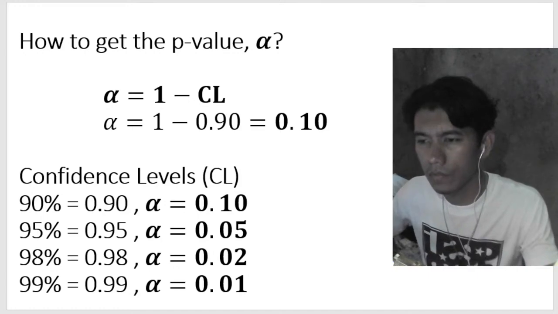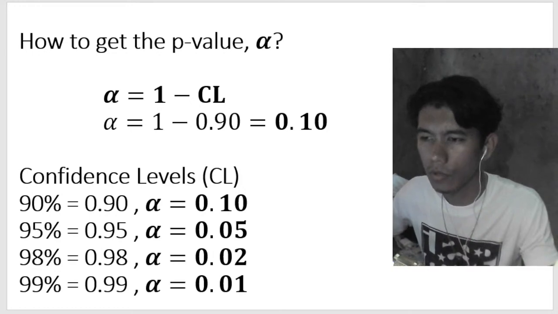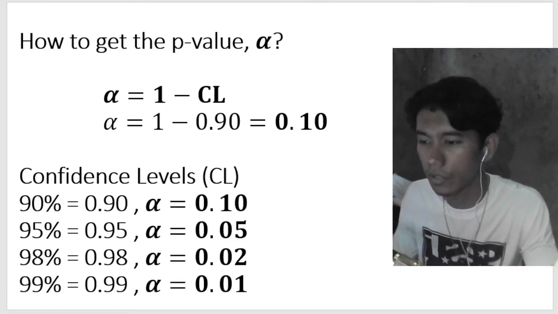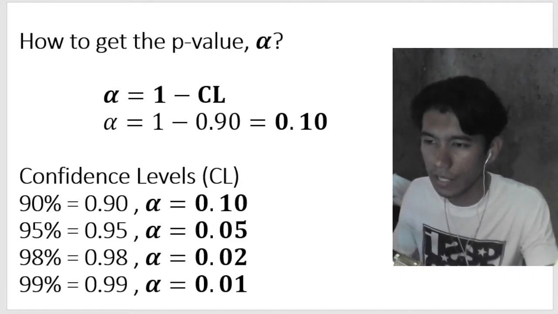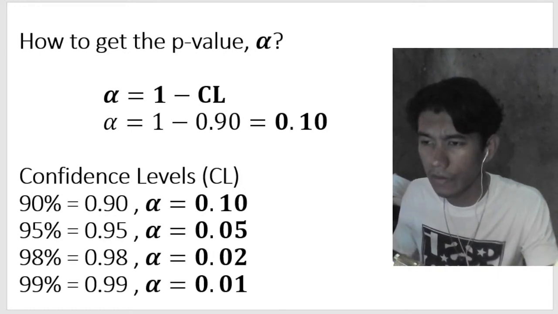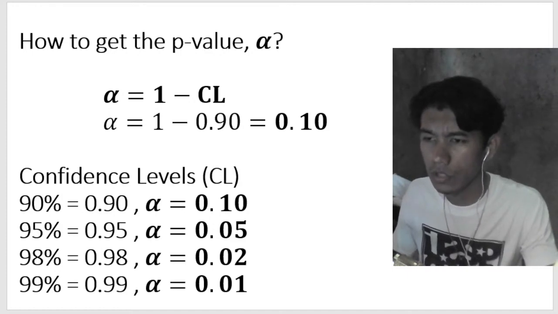For this example, I'm using 90%. Before we plug 90% into our formula, you must first convert it into its decimal equivalent. So 90% in decimal is 0.9, 95% is 0.95, 98% is 0.98, and 99% is 0.99. Now, by subtracting these values from 1, which is constant in our formula, we get 1 minus 0.90.